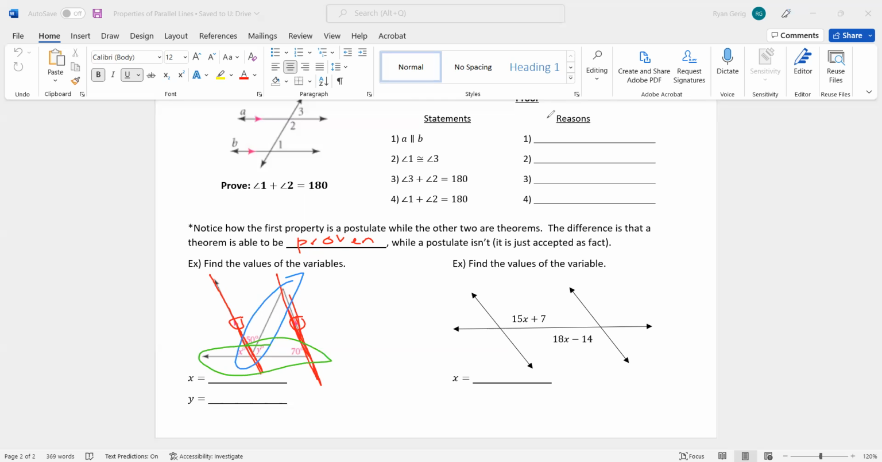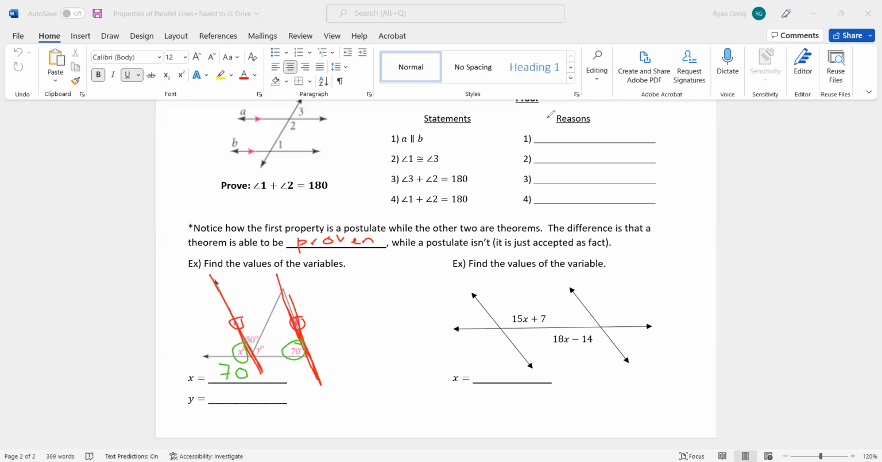Okay. So this can definitely get a little tricky to see. So let's look at X. Well, X is made by the green transversal that I had, the horizontal one. Okay. I look at it and I see that this is 70. Those are corresponding angles. Okay, on the same side of the intersection. All right. So what do I know about corresponding angles? If made by parallel lines, which they are, they're congruent. So X equals 70.